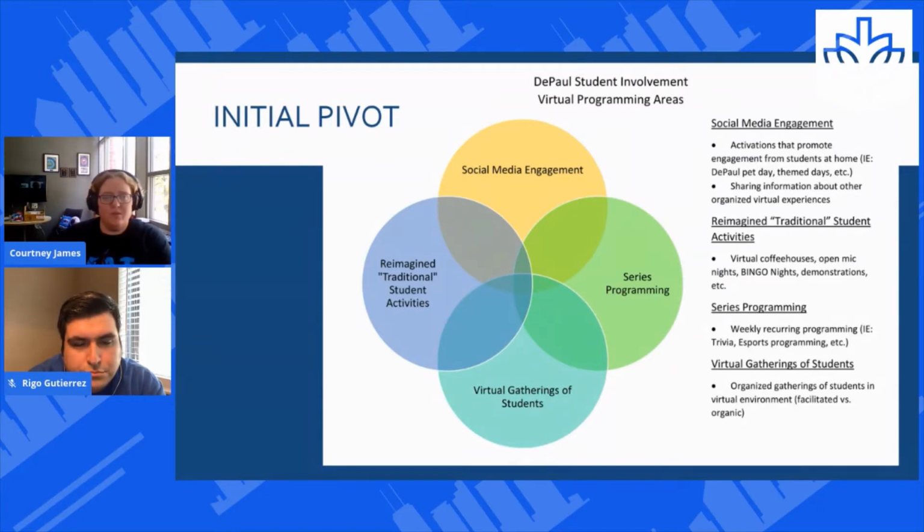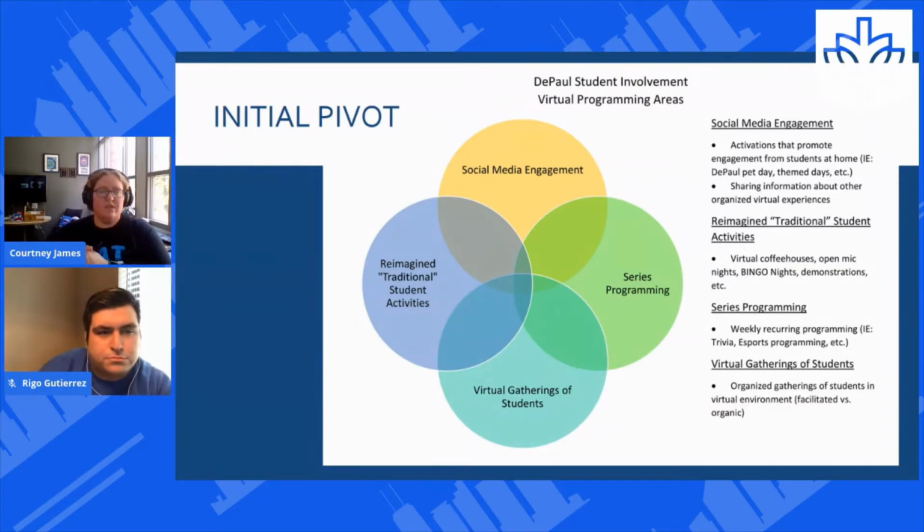And then the fourth bucket that we really wanted to think about was virtual gatherings of students. What we wanted to make sure that we did was that we were giving resources to our students and student groups so that they could take those resources and gather on their own. So we wanted to think about what that could potentially look like.